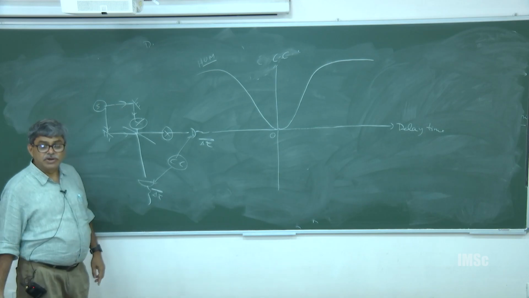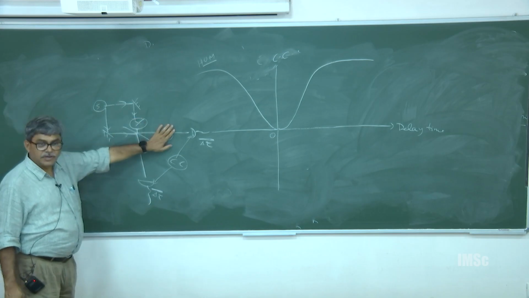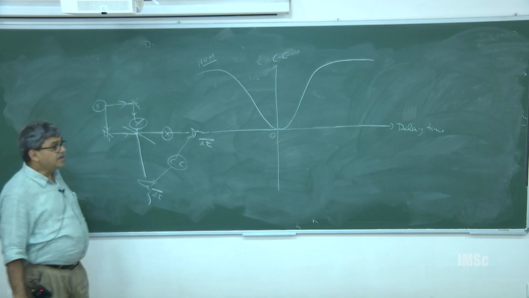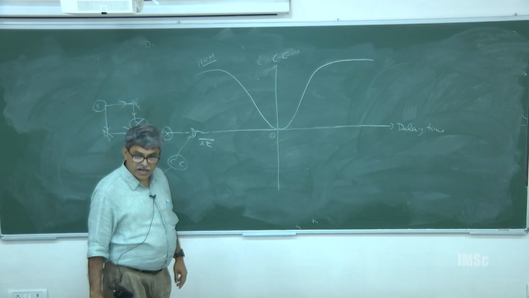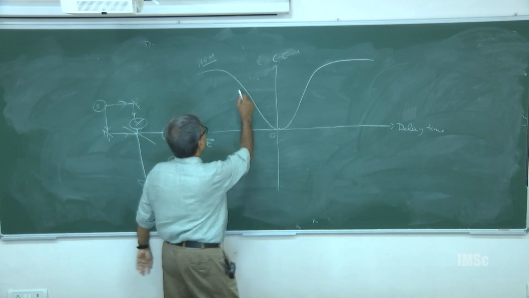But now if I put a delay here, forget about this, I put a delay here, then what happens is you can still get to see coincidence count. I mean, you can still get to see this kind of behavior, but now it will be shifted.